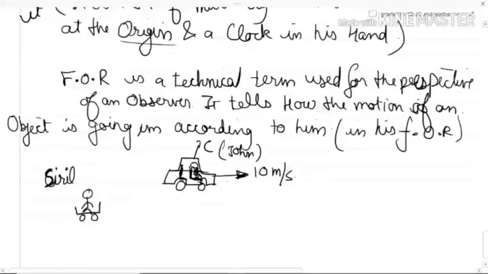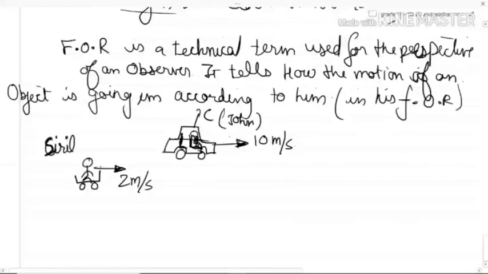So this is Cyril who is on a skateboard, and this is John in a car. The car is moving at 10 meters per second. Please remember, if the car is moving at 10 meters per second, and let's say Cyril is moving at 2 meters per second, these velocities which I am drawing are with respect to a person. Let's say here is Tanish. Tanish is on the ground.